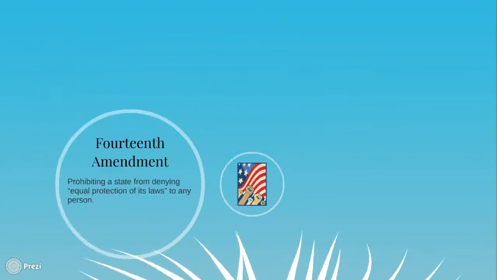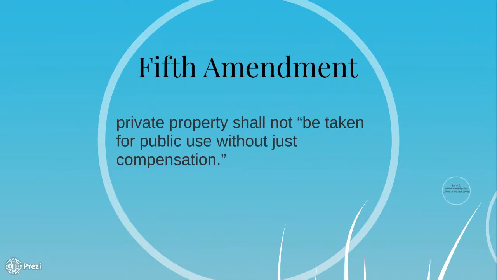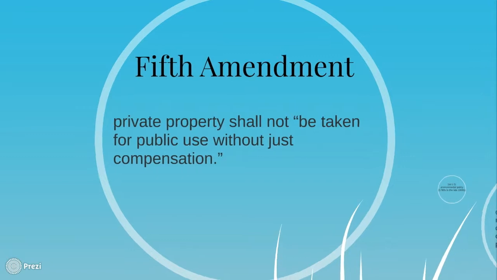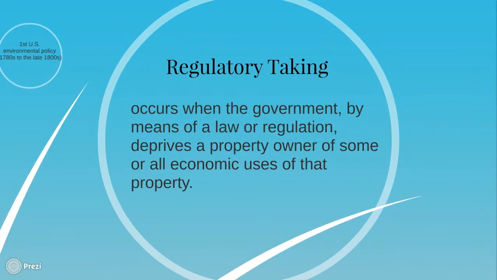The Fifth Amendment ensures in part that private property shall not be taken for public use without just compensation, also known as the takings clause, to ban not only the literal taking of private property, but also what is known as regulatory taking. A regulatory taking occurs when the government, by means of a law or regulation, deprives the property owner of some or all economic uses of that property.